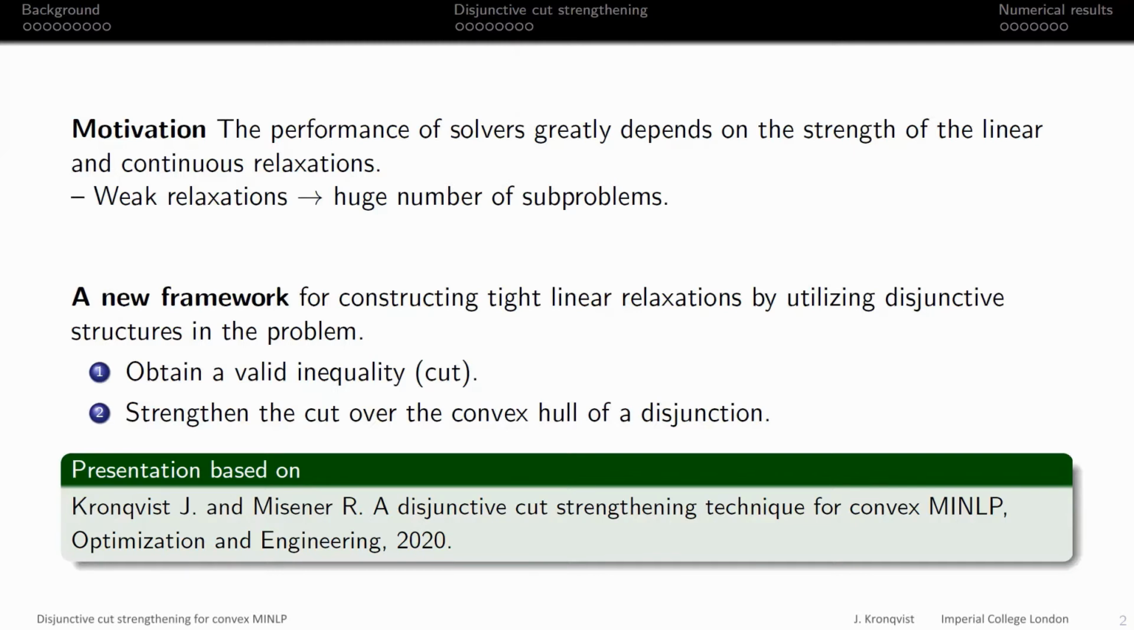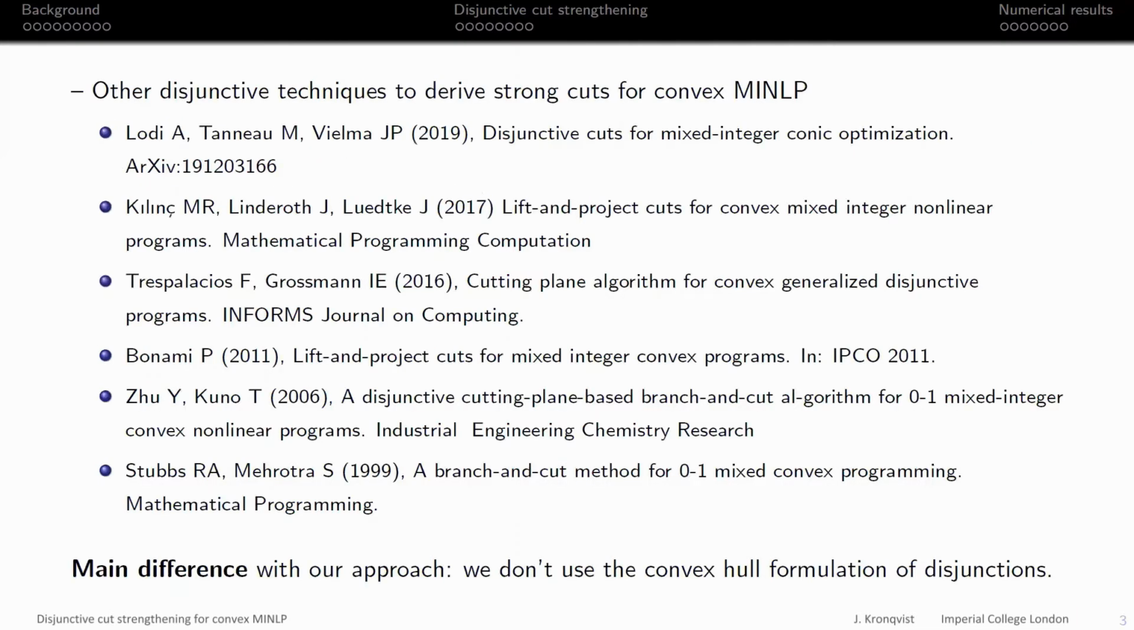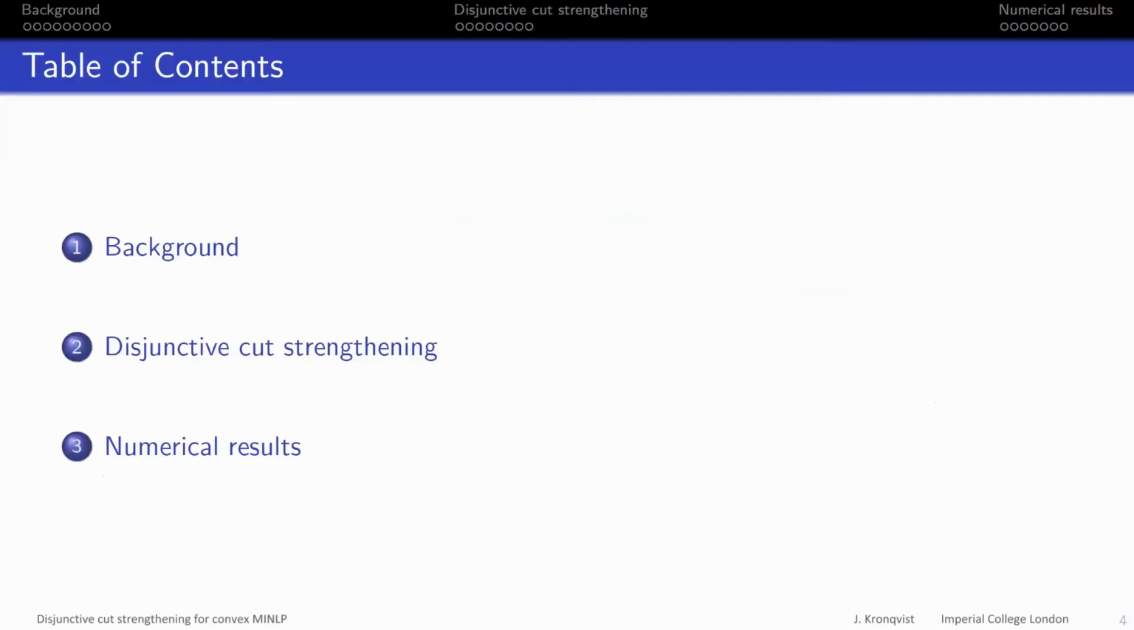This presentation is based on the following paper. This has been an active research area, and several other techniques for deriving strong cuts for convex MINLP have been presented over the years. The main difference with our approach is that we do not directly use the convex hull formulation of disjunctions, as you will see later on. I'm going to start by presenting some background information, and from there we continue with the disjunctive cut strengthening. And finally, I'm going to present some numerical results.